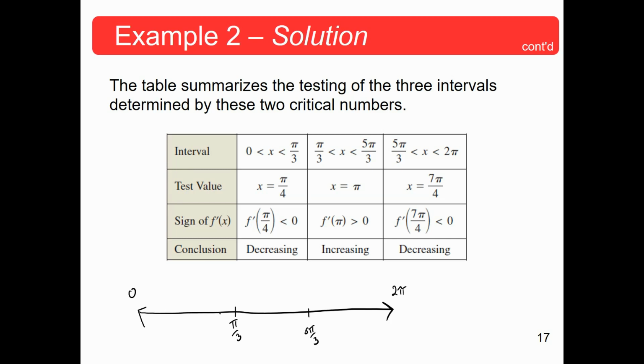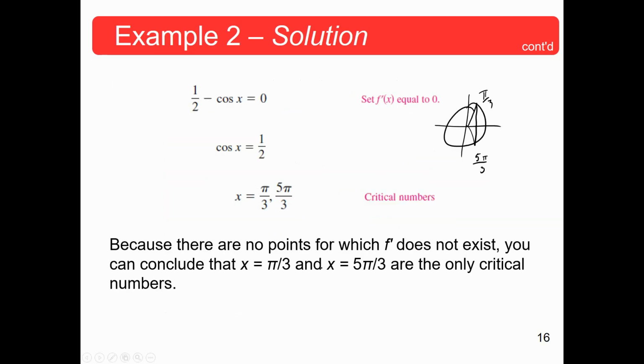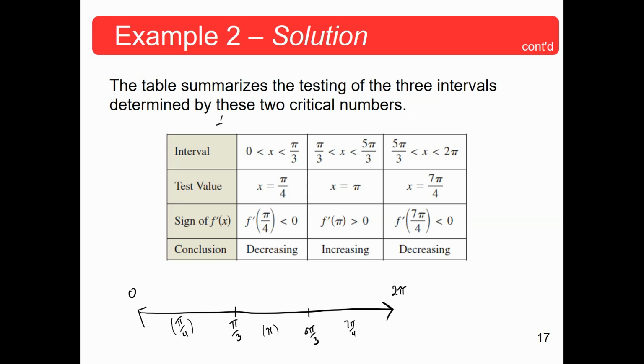I need a number between 0 and pi over 3. Let's say pi over 6. Well, let's use the one that they used here, pi over 4. Then a number between pi over 3 and 5 pi over 3, which would be pi. And then a number greater than 5 pi over 3 but less than 2 pi, we could use 7 pi over 4. I use 1/2 minus cosine x, that's my derivative, and I'm going to plug these values in.